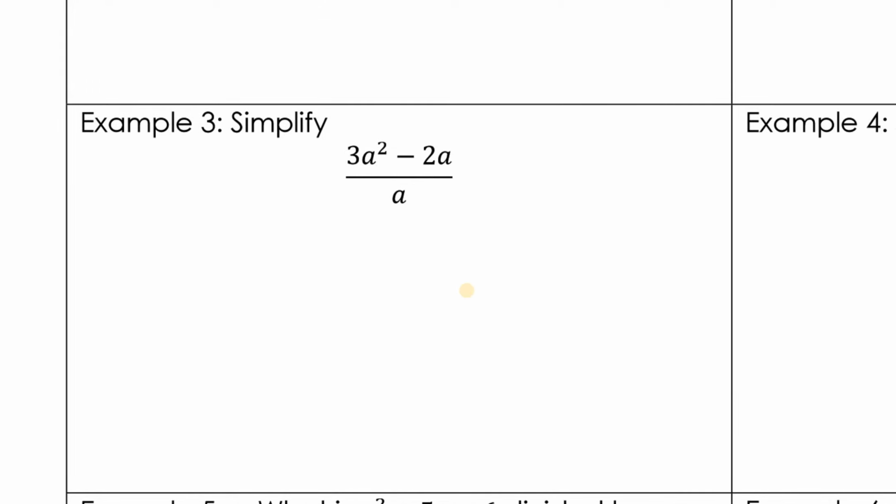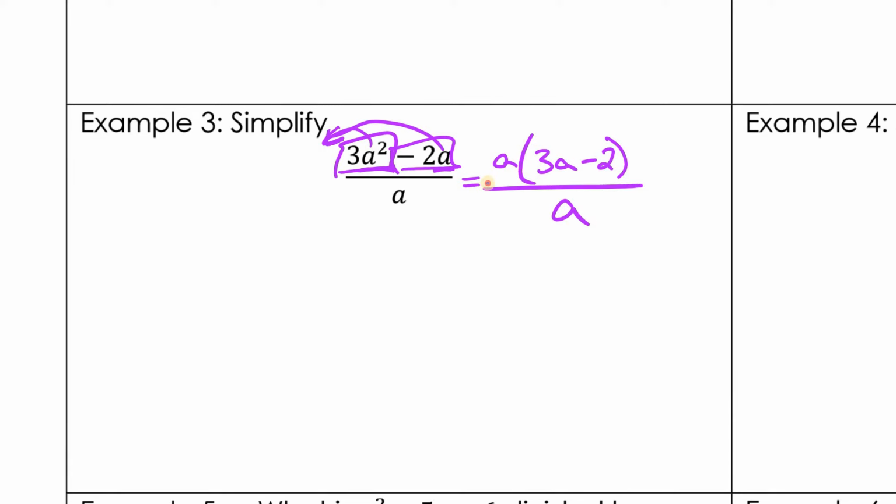All right, on this next one we're told to simplify. On the top we see that we have a squared and a, so we're going to factor out the common factor. We're going to factor that a out. We're left with 3a minus 2. So we took this a and we took this a and we factored it out. If I distribute it back in, a times 3a is 3a squared, and a times negative 2 is negative 2a. So we just factored out the a, and now I can cross out and simplify. So the final answer there is just 3a minus 2.